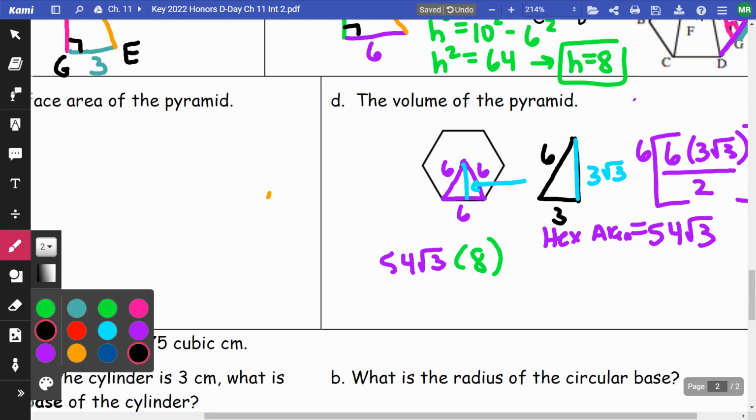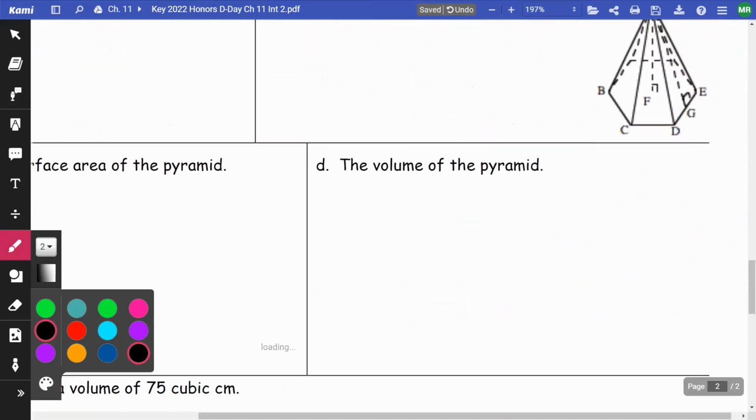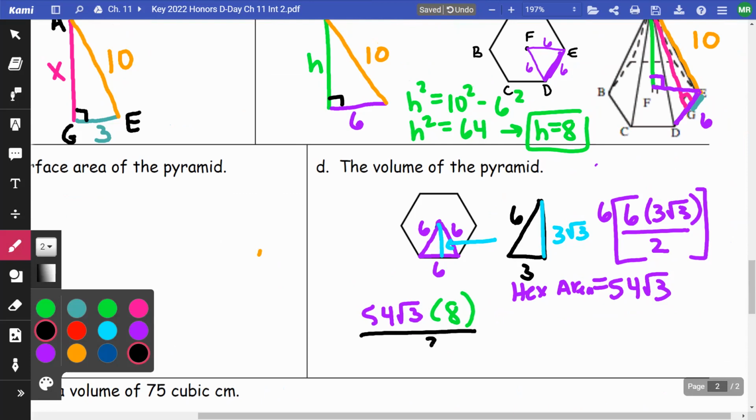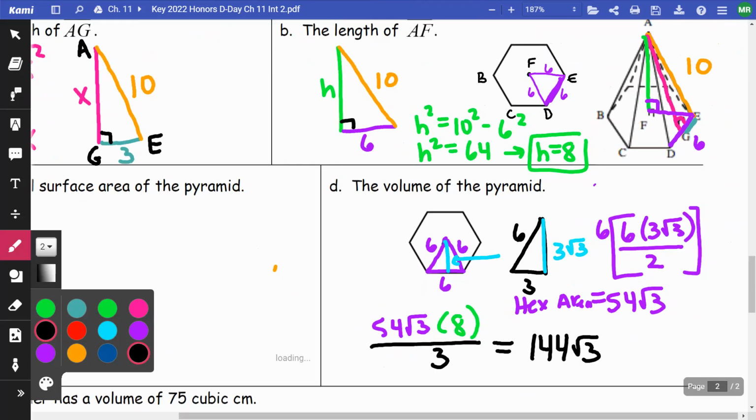And that would be this as a prism. It's not a prism, it's a pyramid. So I have to divide by 3. Now, when I do that math, I take 54 divided by 3, which is 18, times 8. I get 144√3 for my answer. And this is going to be cubic centimeters. Okay, that's going to be my volume.